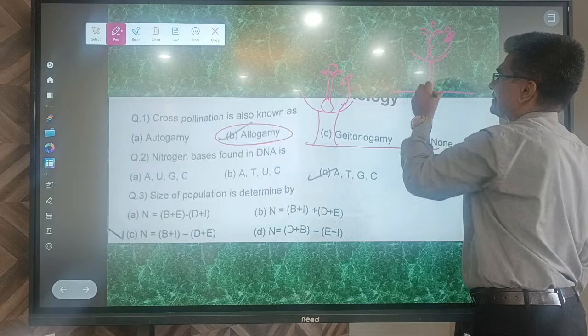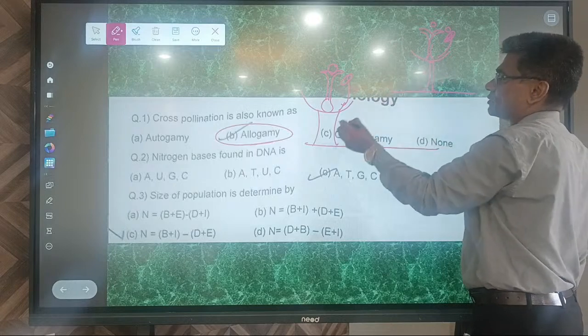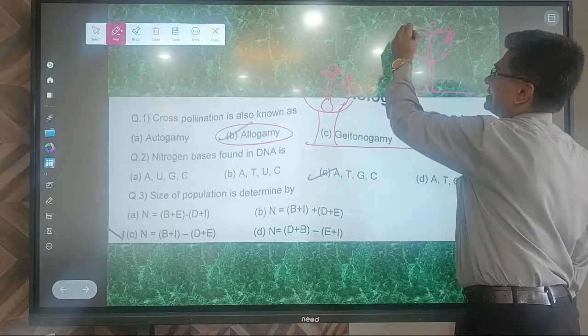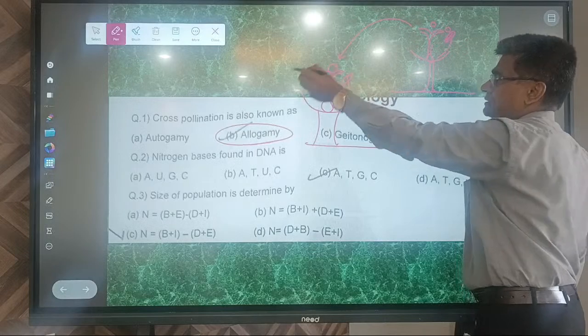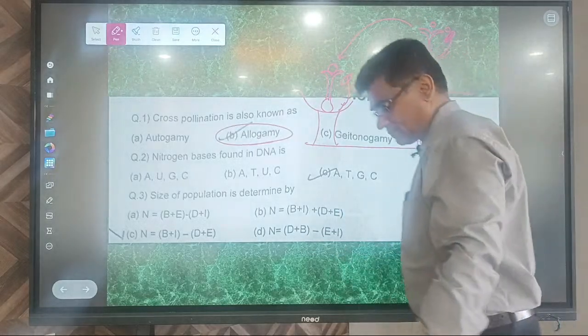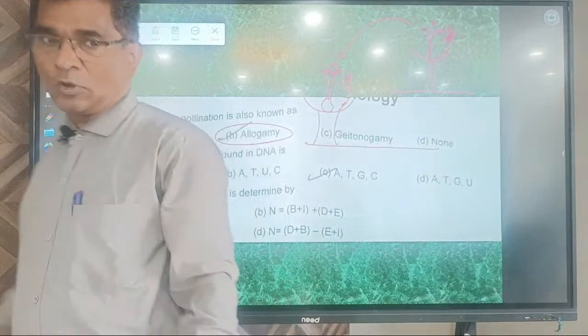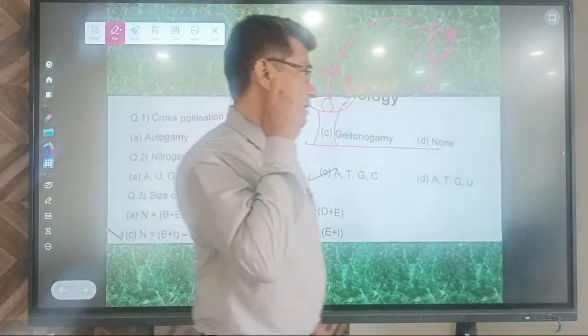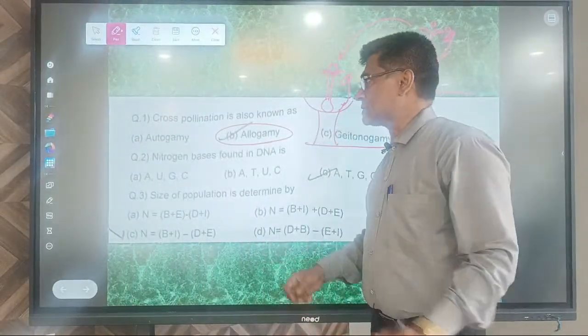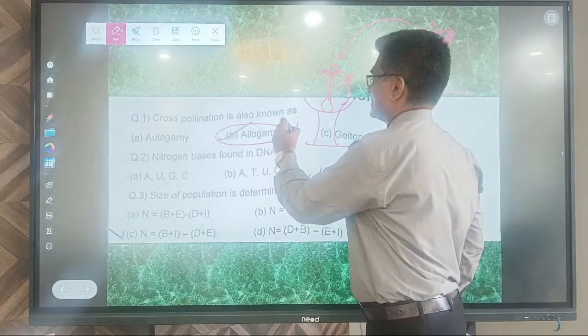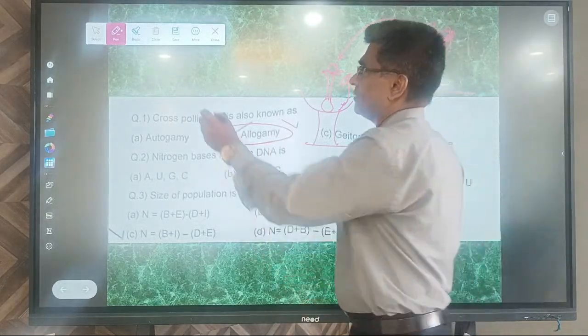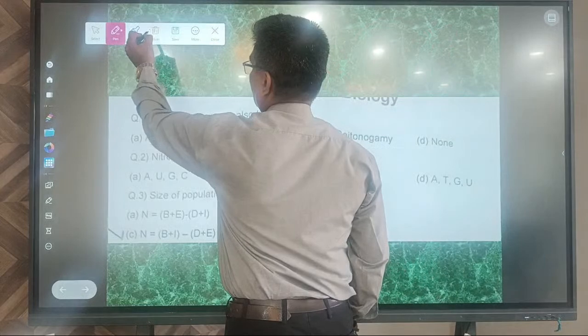So the plants are different but the flowers belong to the same species, and the pollen transfers onto the stigma of the gynoecium of the second flower, the new flower of the new plant. Then it is called cross pollination. So allogamy is the right answer. Hope it is clear.